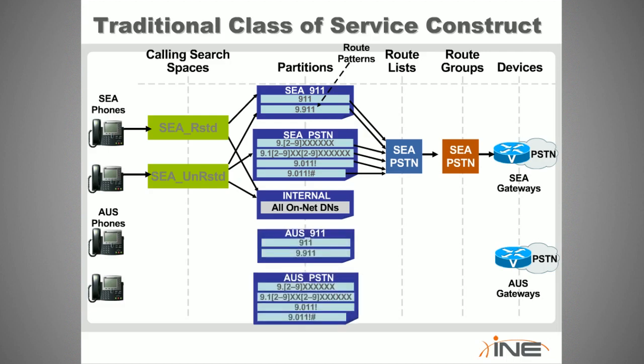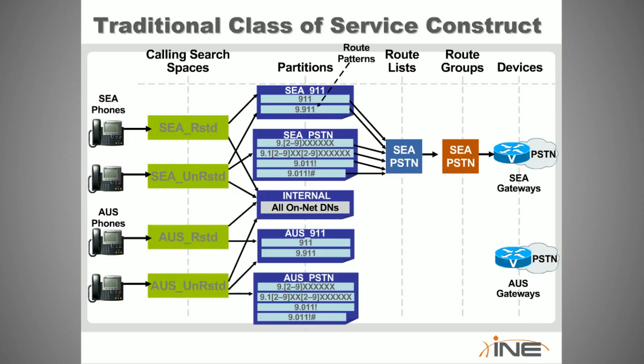We've also got Austin, Texas phones here. These are two of the sites we're going to be using. So with those, we also have to have new route patterns for 911 and PSTN partitions. That way, they can point to their own route list, which points directly to the Austin route group, which contains the Austin gateway or gateways.